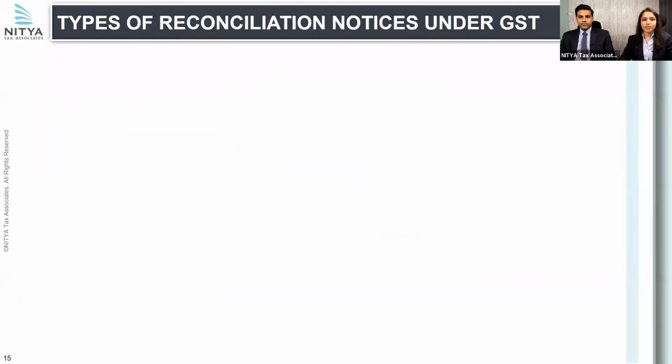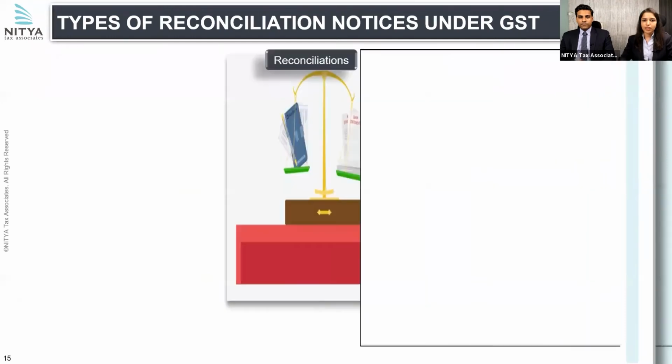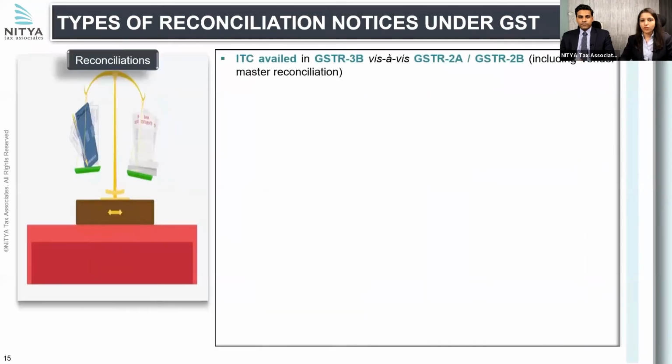Moving on to the reconciliations on the inward side, the very important reconciliation which is known by all the taxpayers is the ITC availed in GSTR 3B vis-a-vis 2A and 2B. So first of all, let us understand what exactly we mean by GSTR 2A and 2B and which one to use at what time.